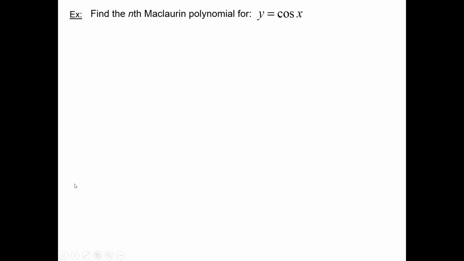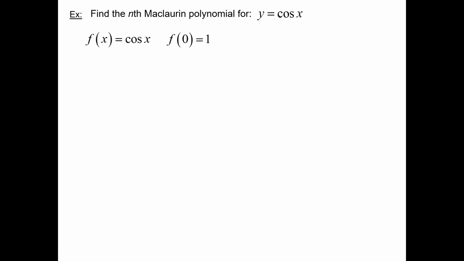Let's do an example. Find the nth Maclaurin polynomial for the function y equals cosine of x. So we have the trig function y equals cosine x. Because it's a Maclaurin polynomial, that means we are centering it at 0. So what we want to find are successive derivatives for this function at 0. So start with f of x. F of 0, of course, is 1. Cosine of 0 would be 1.